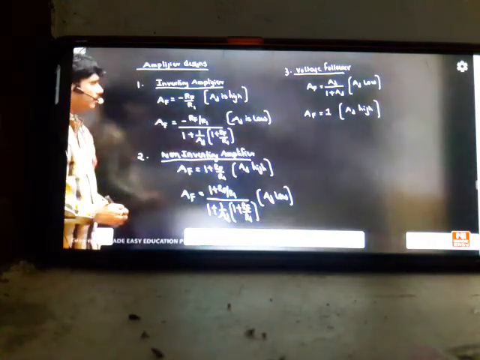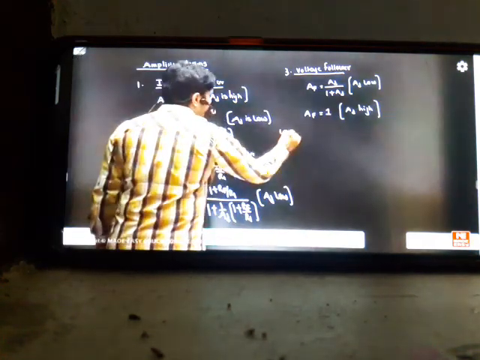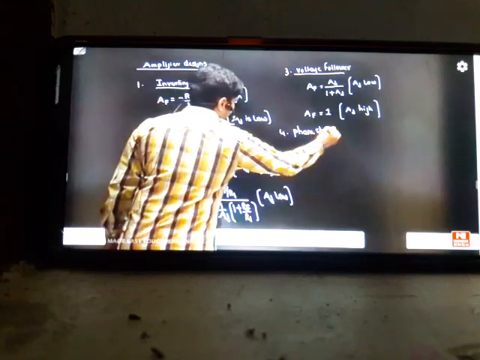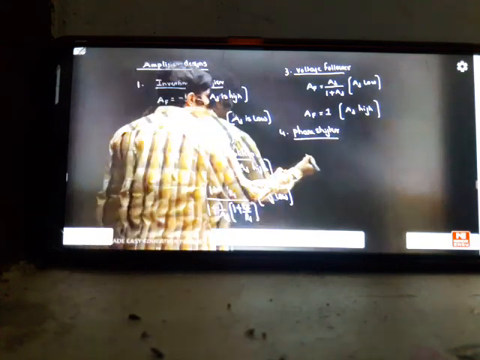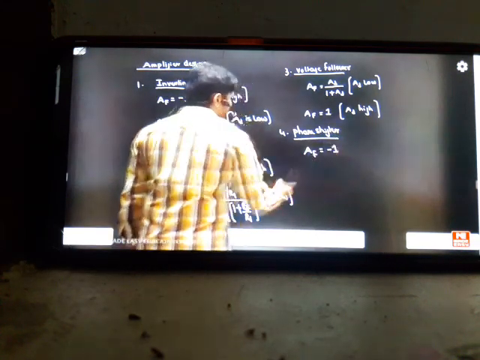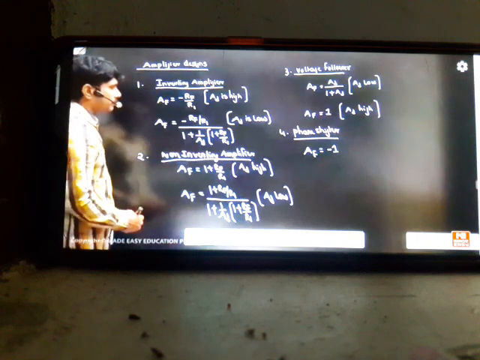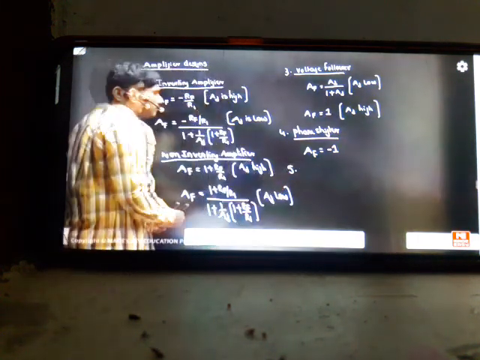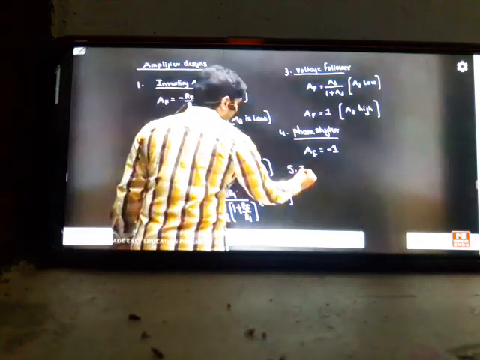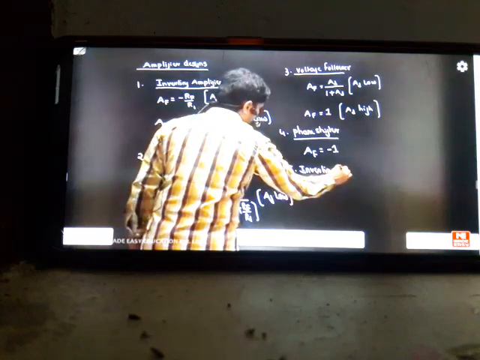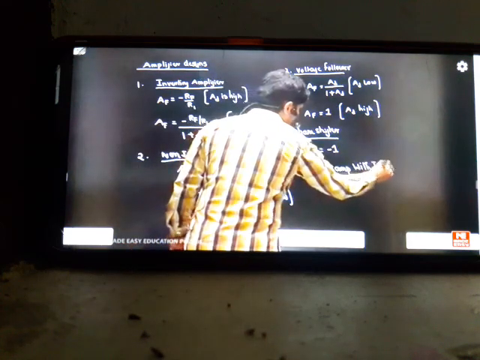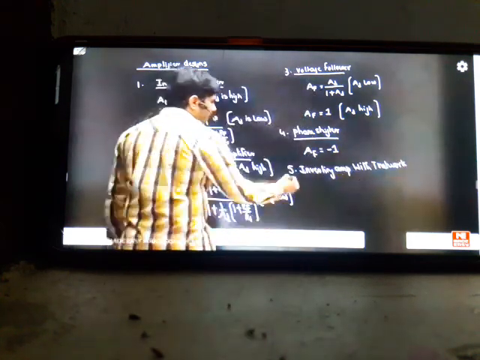The next we have is the phase shifter. A phase shifter is nothing but your AF will become equal to minus 1. Straightforward answer, AF equal to minus 1. And coming to the fifth one, after the phase shifter we have the inverting amplifier with a T network. How to practice this formula you can see.